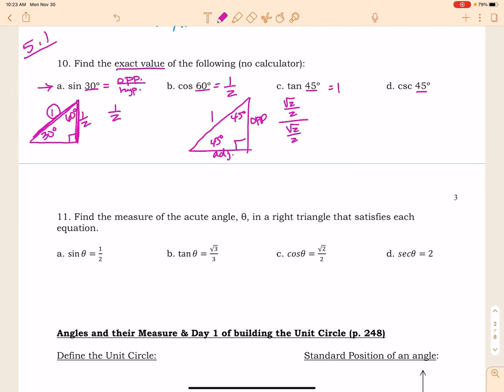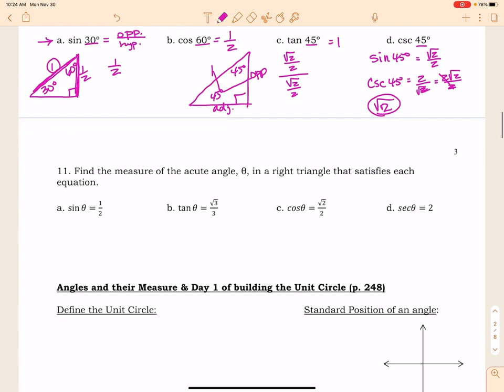Okay, cosecant of 45, I'm going to use my same 45-degree right triangle, but cosecant, remember, is the reciprocal of sine. So I'm going to think in terms of sine, and then find the reciprocal of that. The sine of 45 would be opposite over hypotenuse, so that would be radical 2 over 2 over 1, which is just radical 2 over 2. So the reciprocal of that, cosecant 45 degrees, is 2 over radical 2. Rationalize the denominator, you get 2 radical 2 over 2, which reduces. So cosecant of 45 degrees is just radical 2.